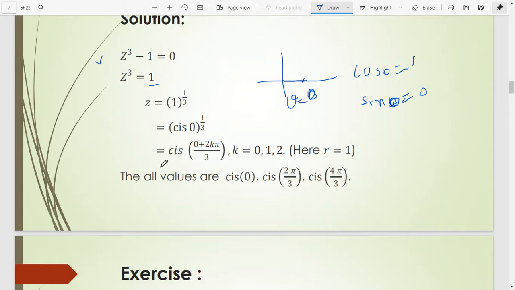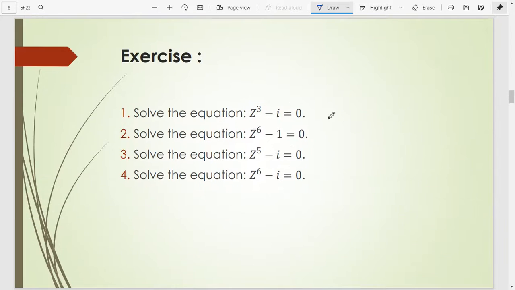So cis 0 raised to 1 by 3. We use the above formula: cis of theta is equal to (0 plus 2k pi) by 3, where k is equal to 0 to n minus 1. So n is equal to 3, so k is 0, 1, 2. Putting the values of k: k equal to 0 gives cis 0, k equal to 1 gives cis 2 pi by 3, and k equal to 2 gives cis 4 pi by 3. And this is the exercise.